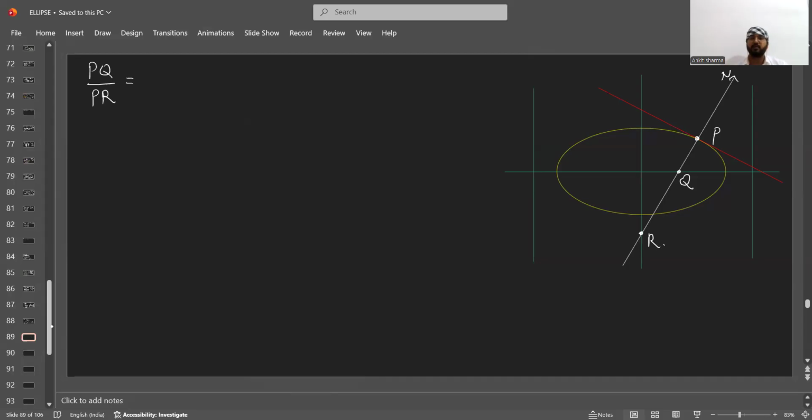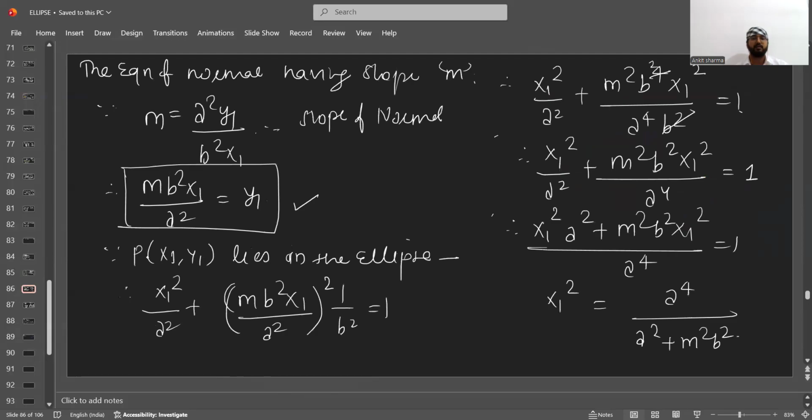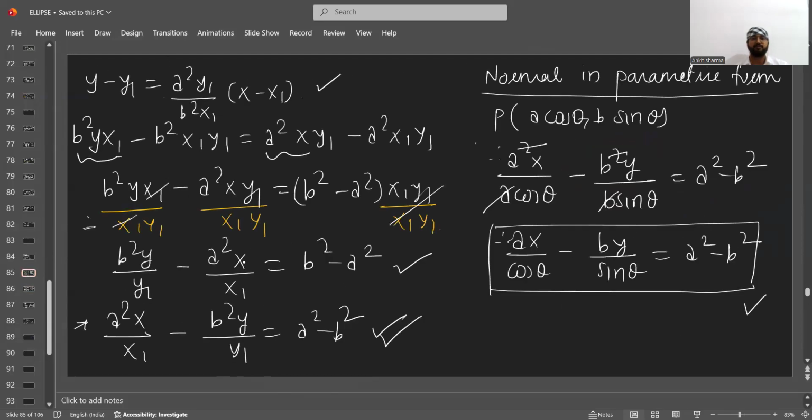So we'll do one thing. We have this point here, say x1, y1. So we know the equation of normal. The equation of normal at P, no, we already have the equation here. This is the equation of normal. Yes, this is the equation of normal.